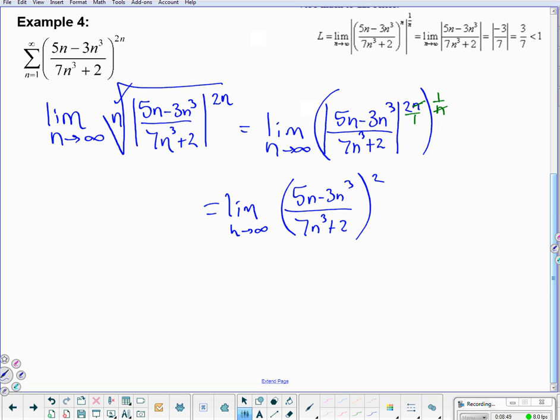Once again, we're zoning in on the fact that this is my largest degree in top. That's my largest degree in bottom. The comparison between the two says that we should explore their coefficients. That will be the limit. So this stuff will get squared, and that'll make this 9/49 positive, which is less than 1. Therefore, we get that this is convergent, absolutely convergent by root test.